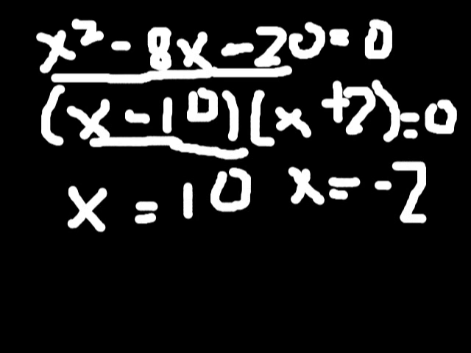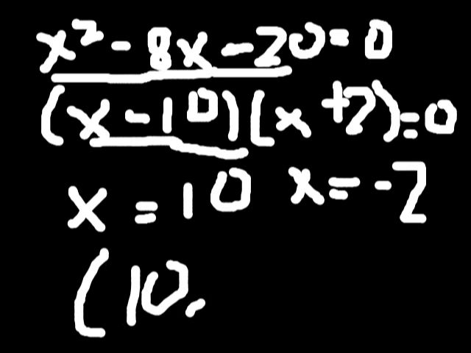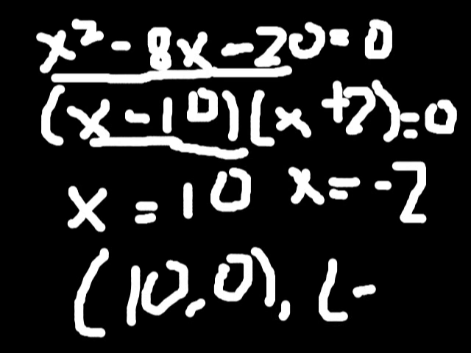So this just tells us that the circle intersects the x-axis at coordinates of 10, 0 and negative 2, 0, because when the circle intersects the x-axis, the y-coordinate will be 0. So let's write that down. 10, 0, and negative 2, 0. So this tells us the x-coordinates, but now I want to find the y-coordinates.